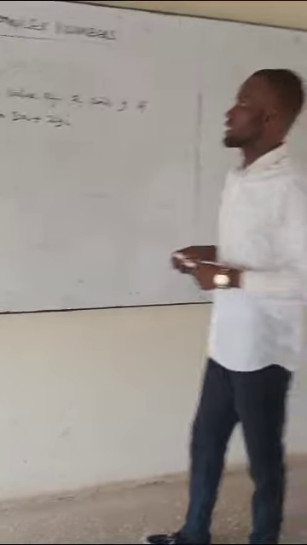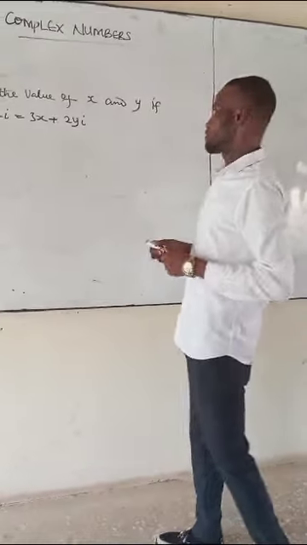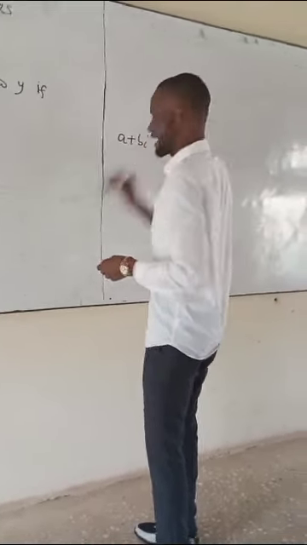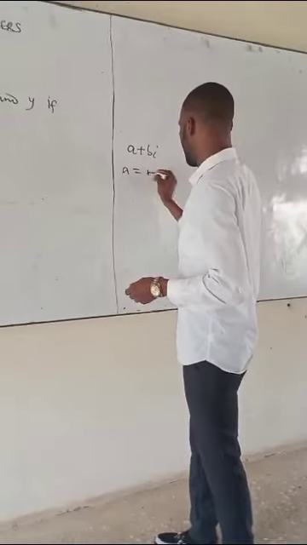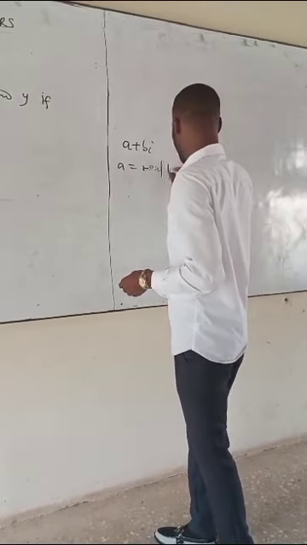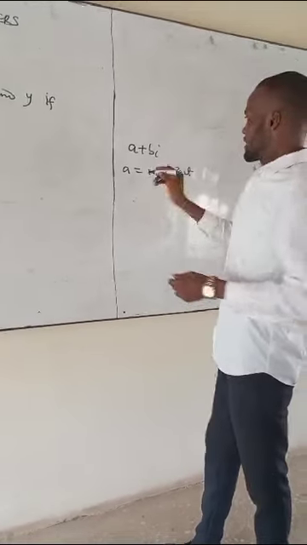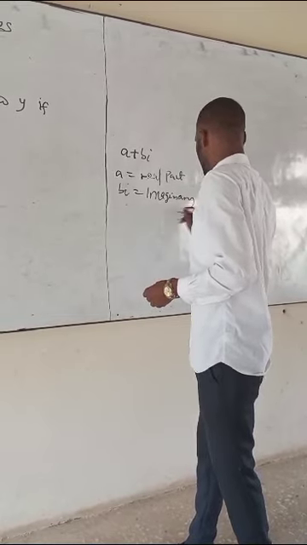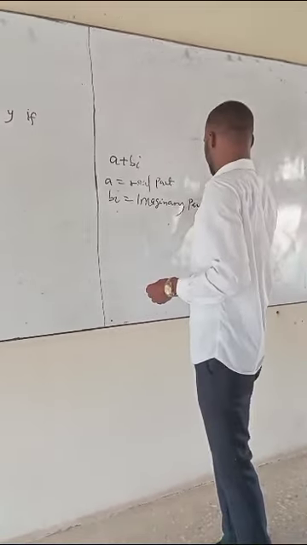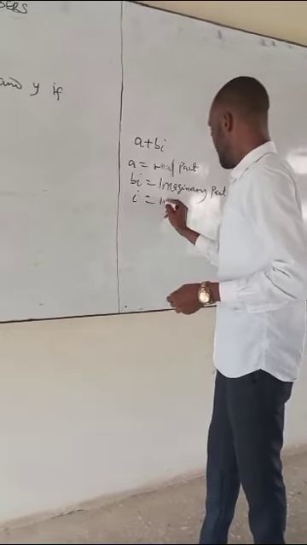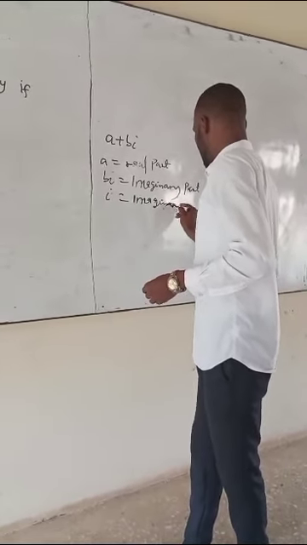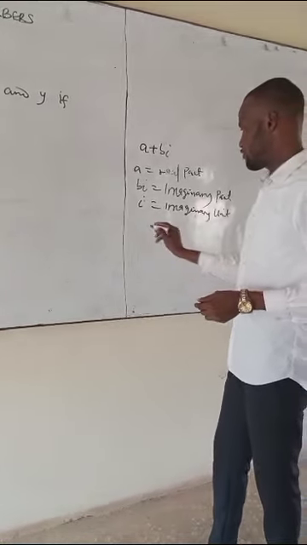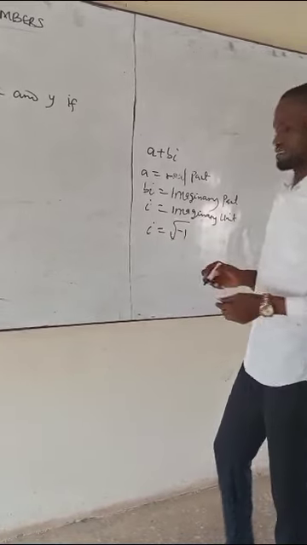Now, when we talk about complex numbers, we mean a number that is written in the form a plus bi, where a is the real part, bi is the imaginary part. Now, this i is the imaginary unit, and this imaginary unit has a value of root minus 1.